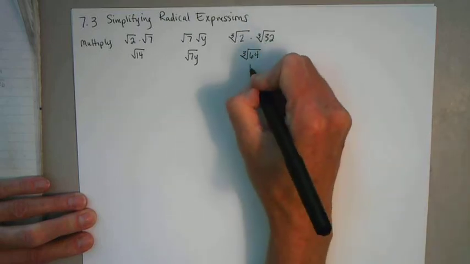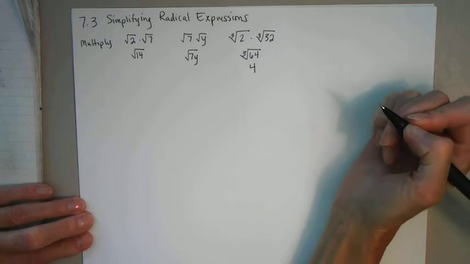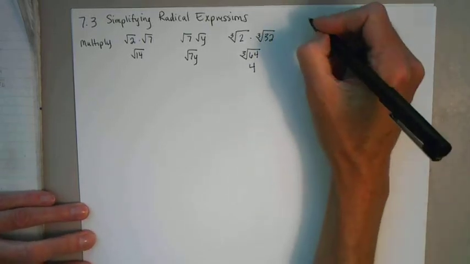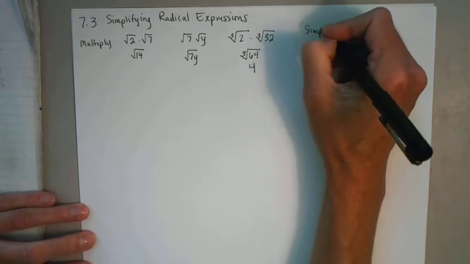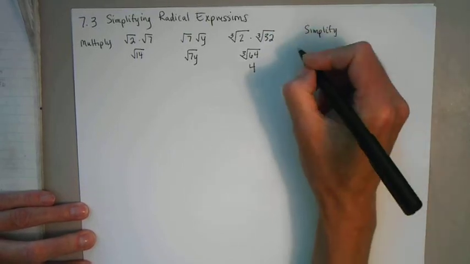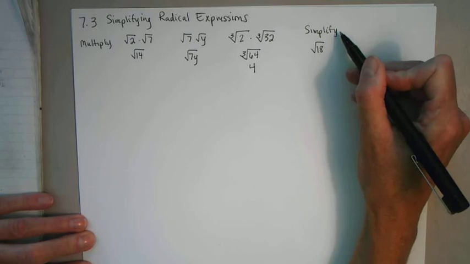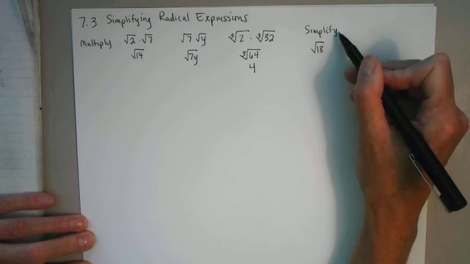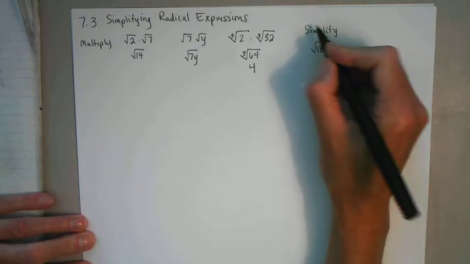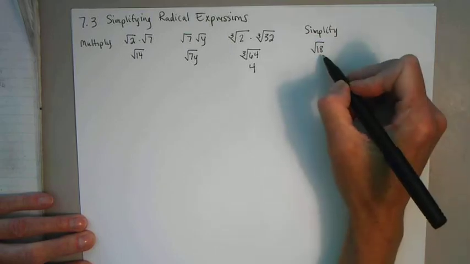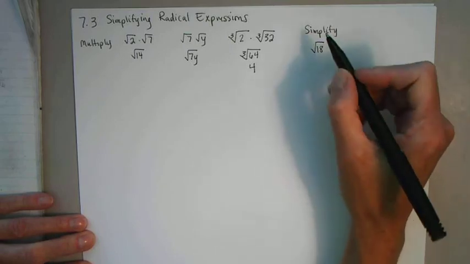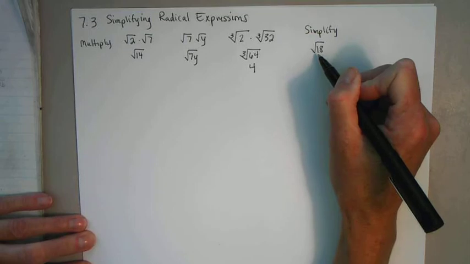times 4 is 64. Now most of the homework will ask you to simplify, and they will give you a radical like this. Simplify implies no calculator, so they don't want decimals. When they want you to simplify, they want you to write it as simply as you can without a decimal. But you can't take this, there's no perfect square root. 4 times 4 is 16, 5 times 5 is 25.